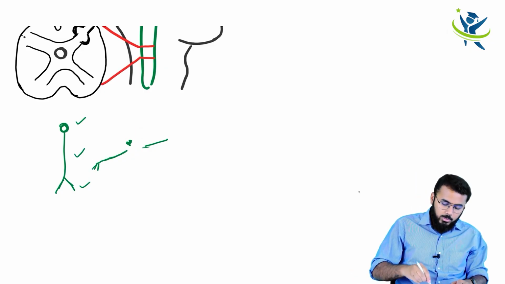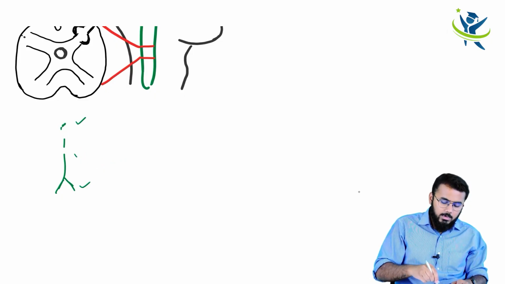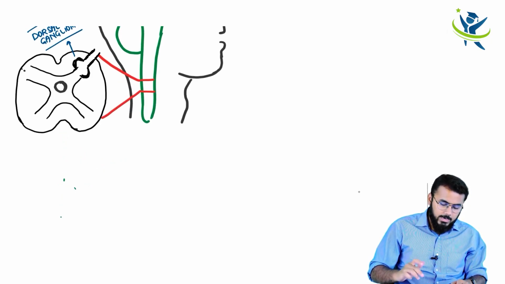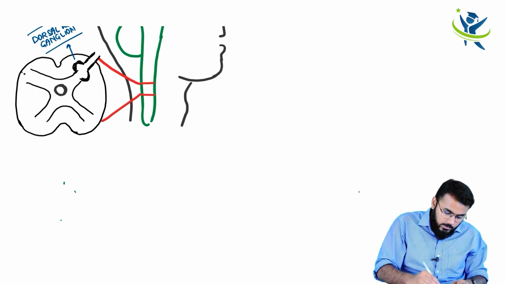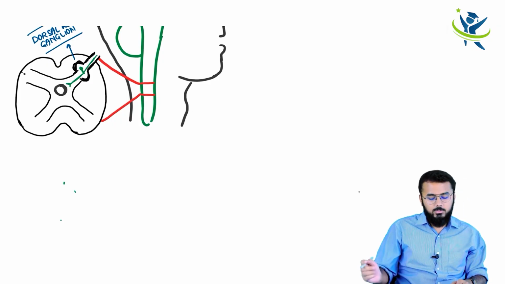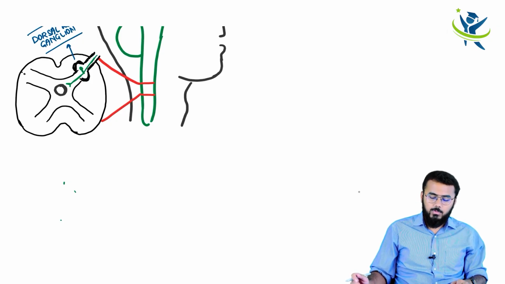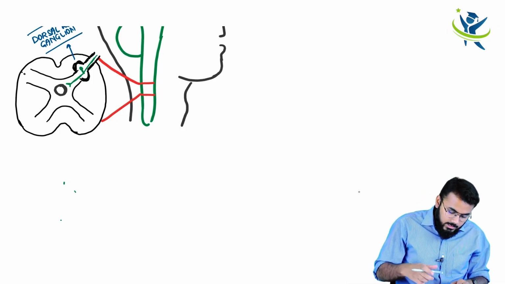If I put the same picture over there, this is how it looks. This is a dorsal root ganglion with neurons like this. The peripheral process goes away, and the central process enters the spinal cord. I hope you are clear with this picture, right?